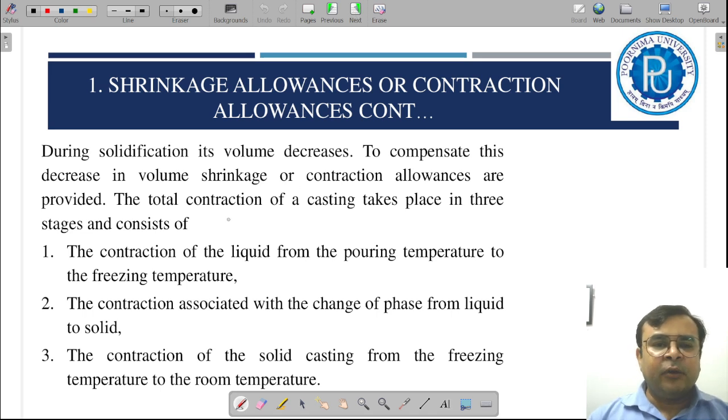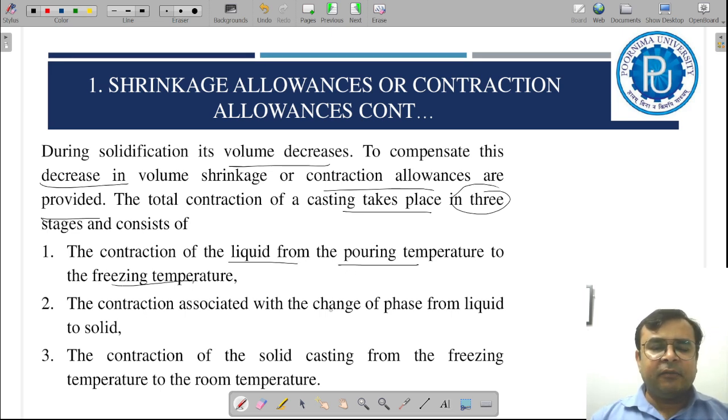First I'm going to summarize the cooling curve. You can see during solidification its volume decreases. To compensate this decrease in volume, shrinkage or contraction allowances are provided. The total contraction of the casting takes place in three stages. You remember this, three stages. The contraction of the liquid from the pouring temperature to the freezing temperature, contraction associated with the change of phase from liquid to solid, and the contraction of the solid casting from freezing temperature to room temperature.